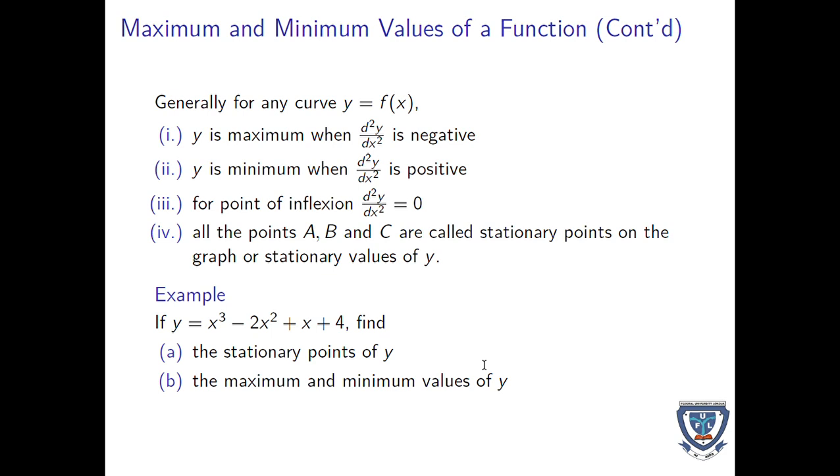Let's look at this example. If y is equal to x raised to power 3 minus 2x squared plus x plus 4, find A, the stationary points of y, and B, the maximum and minimum values of y. That is a typical example. Now what you're going to do here, from what we have stated, is differentiate twice. And when you do that, if it's negative, you say it has a maximum value. If it's positive, you say it has a minimum value, and that is it.